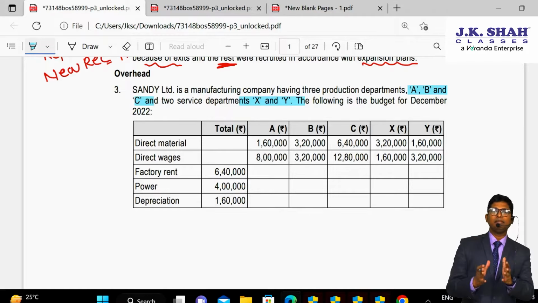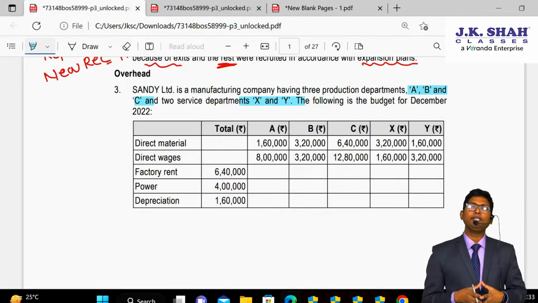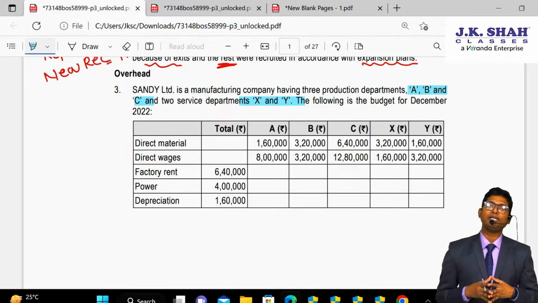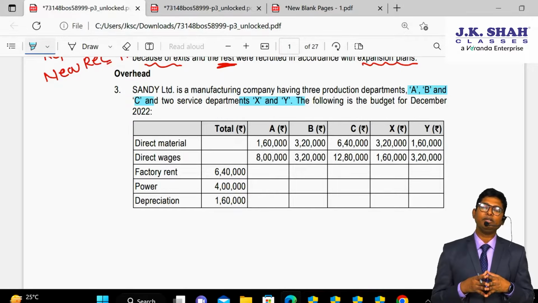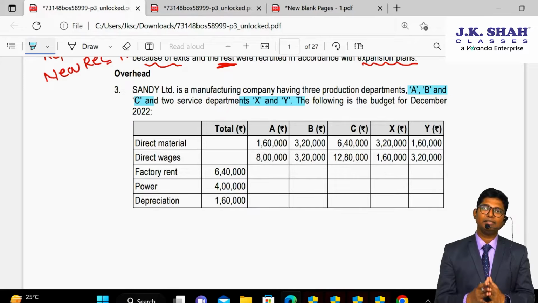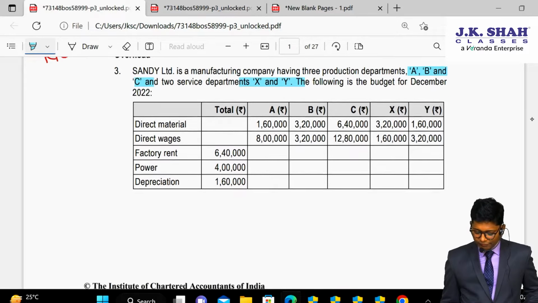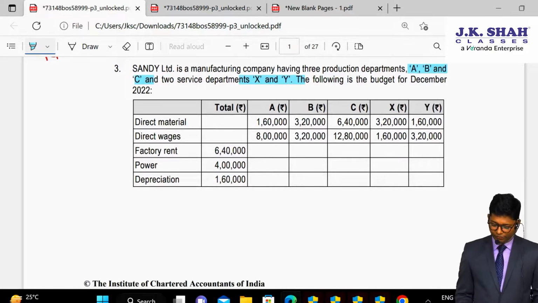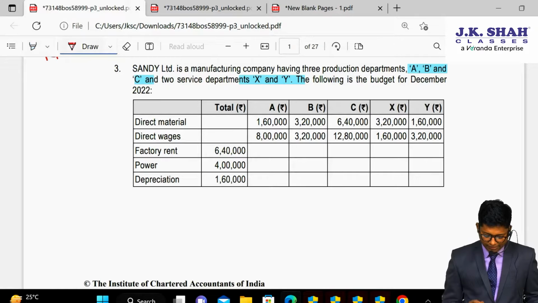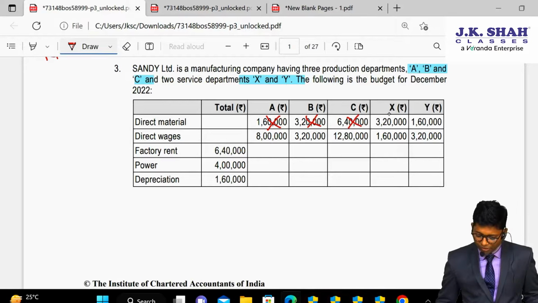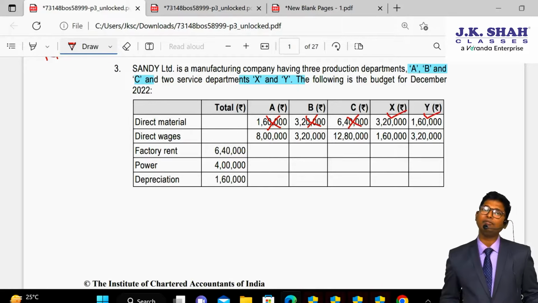Guys, again a similar question is there in the classwork section of JK Shah Classes. In the JK Shah Classes textbook, costing May 23 attempt, classwork question number 8 is exactly the same as this question. You can check. Now if you check this, they have given you the budgeted information for December 2022. They have given direct material, but direct material we never consider as far as the production department is concerned, but we always consider direct material for the service department.